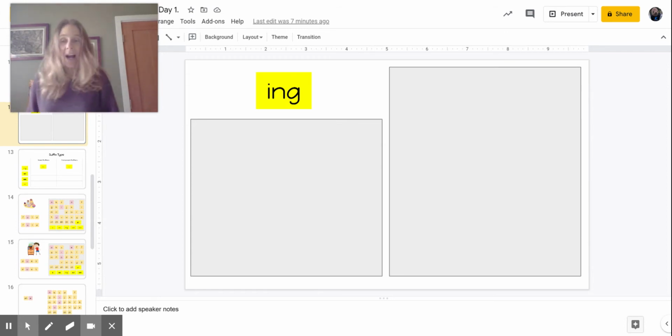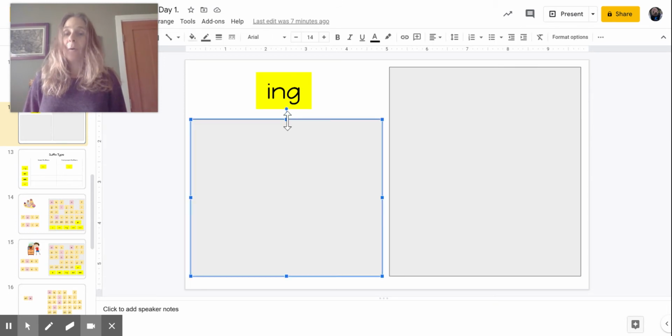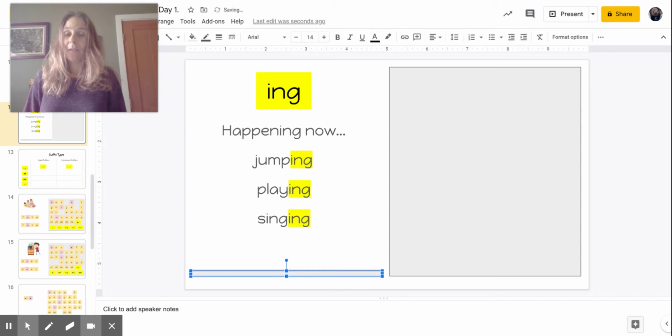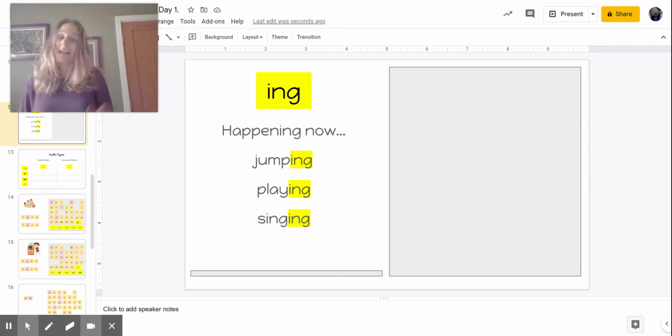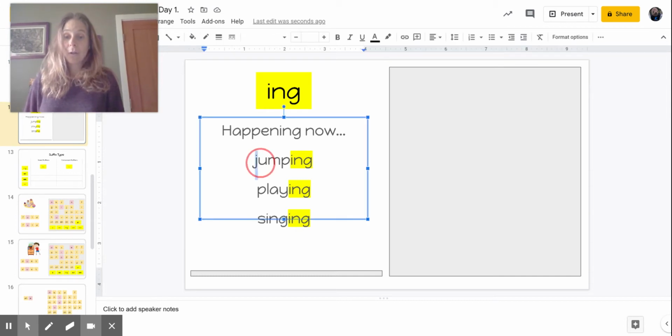So we add the ing suffix to a word when something is happening right now. So let's take a look. If something's happening right now, I'm going to add ing. So if I am jumping, if I am playing, or if I am singing, I'm going to add my ing suffix to my base word.